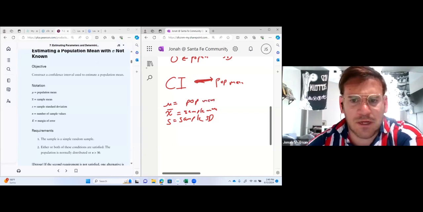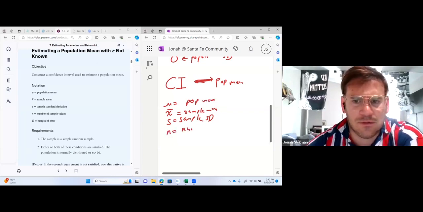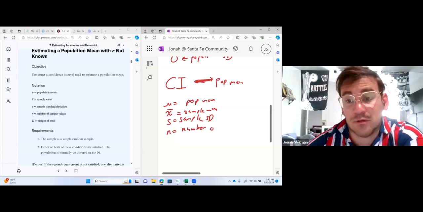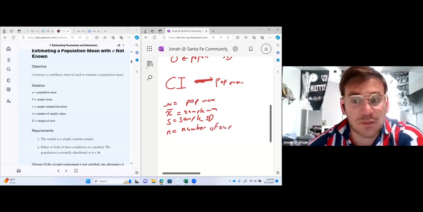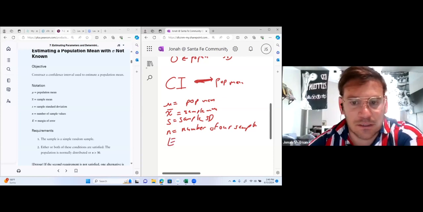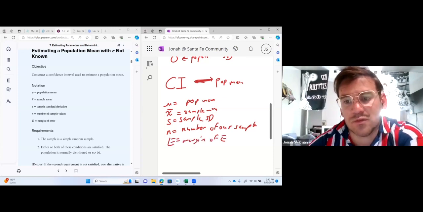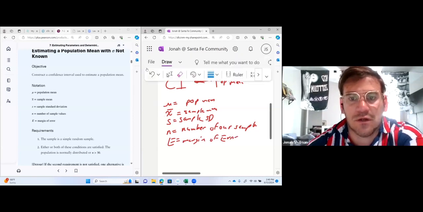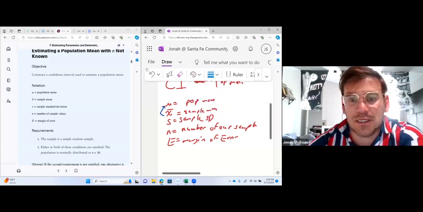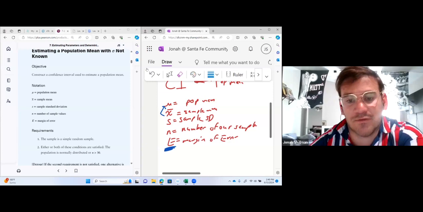n is the number of values, the number in our sample. How many people took the survey? You can think about that for little n, and E is our margin of error. Forget about margin of error, it just means we're going to use this to get this number. Sorry, I'll use a different color. Our whole goal is to take this value to get this value, but we're not going to get it exactly, so you have to account for error.